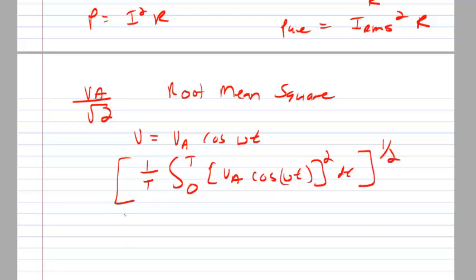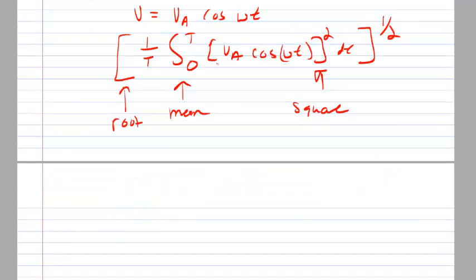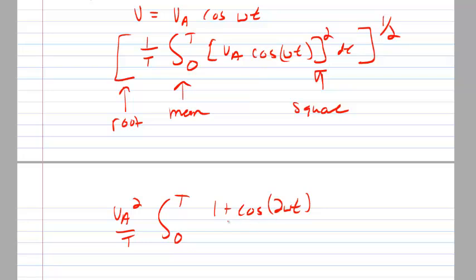So the root comes from this 1/2. The mean is the integral for one period. And the square comes from squaring our function. We would pull the VA squared out, so that would be VA squared over T, integral from 0 to T. And we use our trig identity again. When we have a cosine squared, we can say it is 1 plus the cosine of 2 omega t, all over 2, dt, and that would all be square rooted.